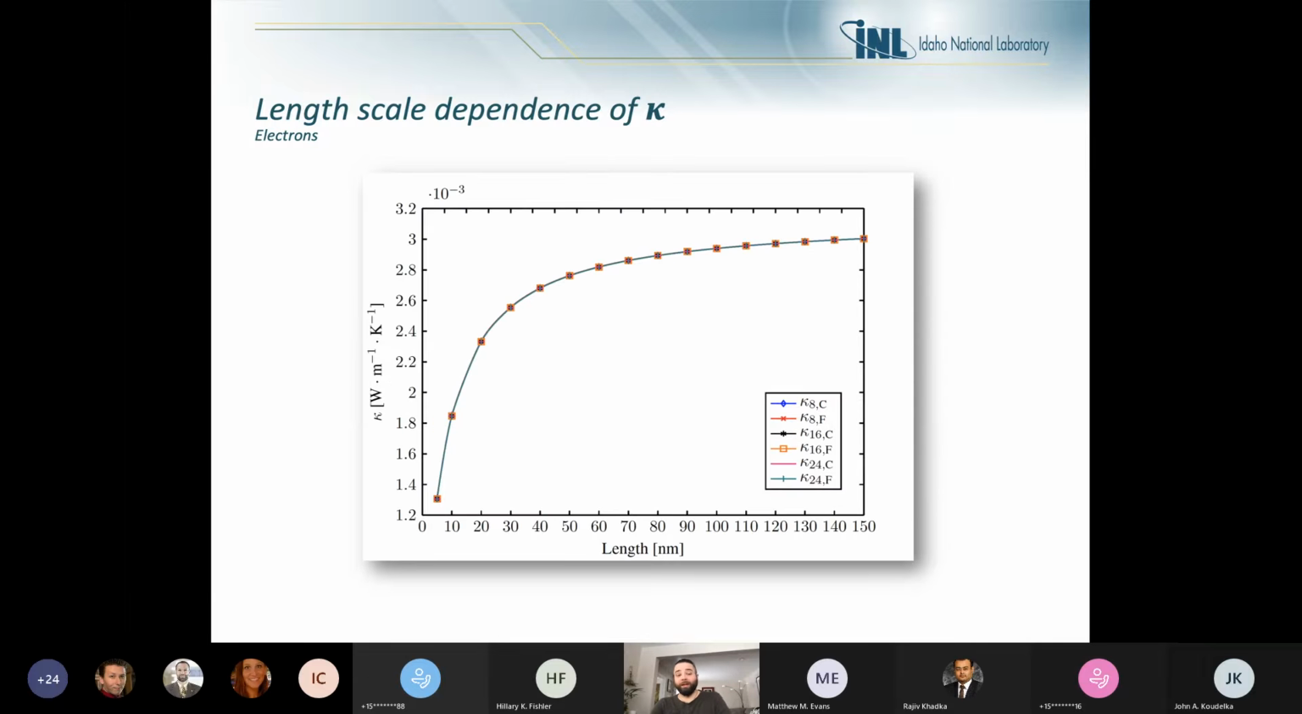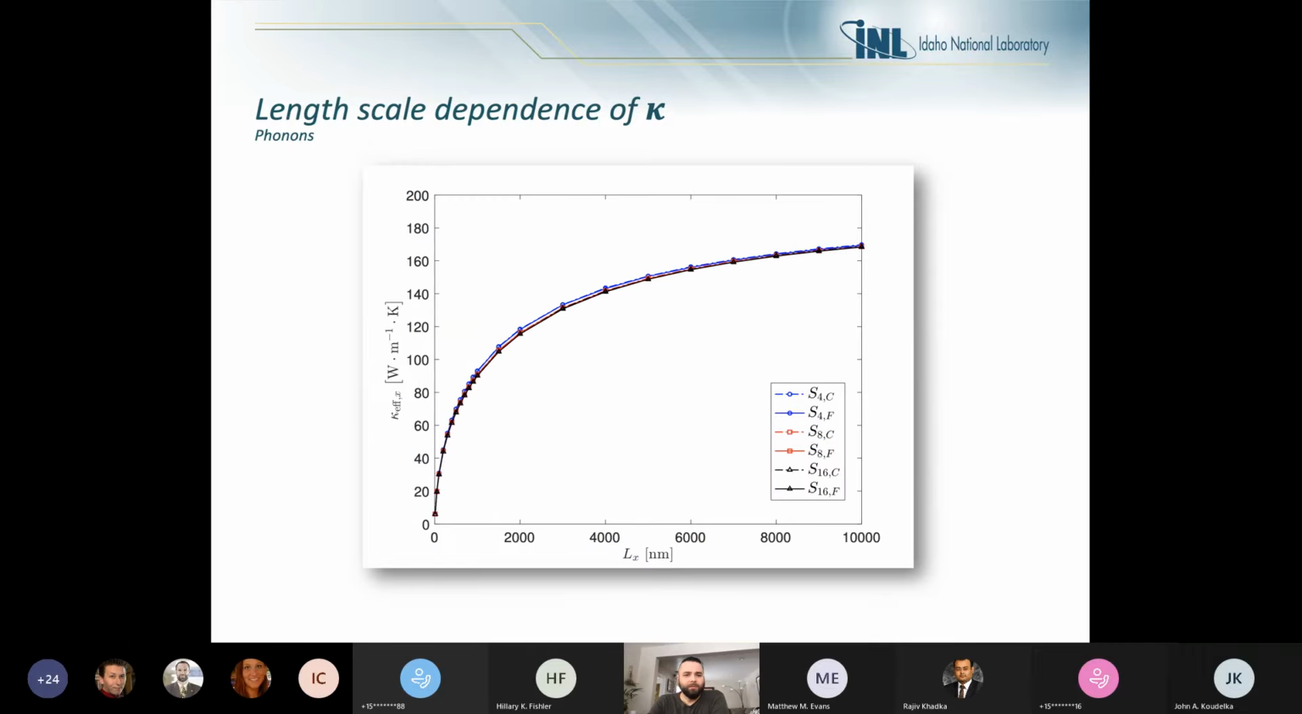And we see something very similar with electrons. This is electron thermal conductivity in silicon as well. So as we change length from about 5 to 150 nanometers, we see the thermal conductivity increase and then start to level off. Now, there's a big difference in thermal conductivity between electrons and phonons in silicon, because phonons are the dominant carrier. It's a semiconductor, and phonons carry the dominant portion of thermal energy, and electrons won't, as you see based on the scales here.